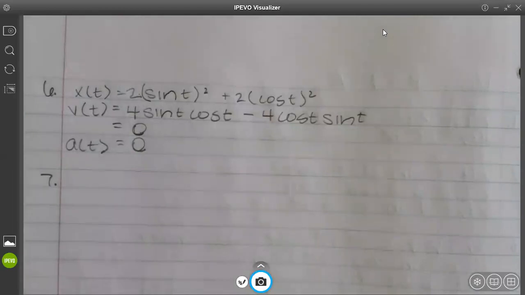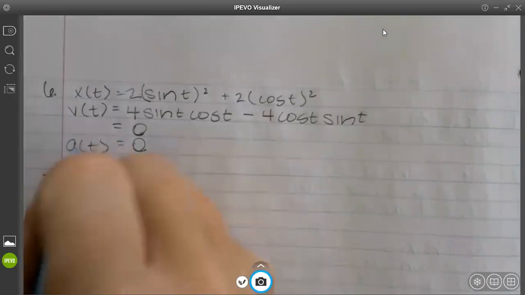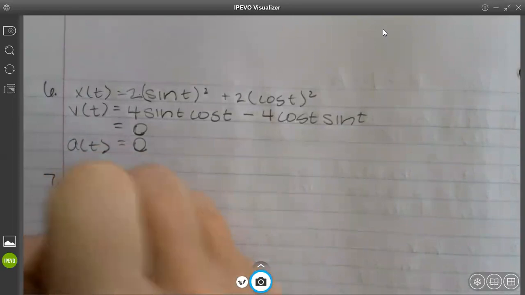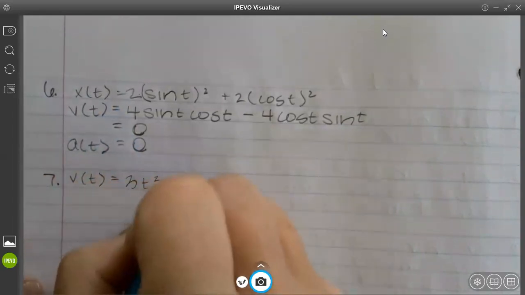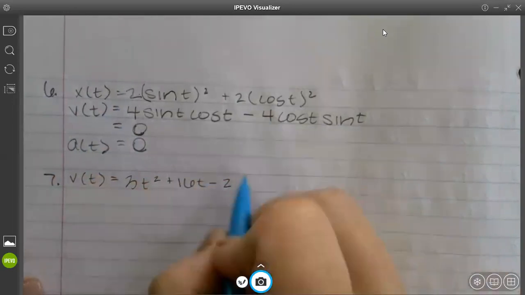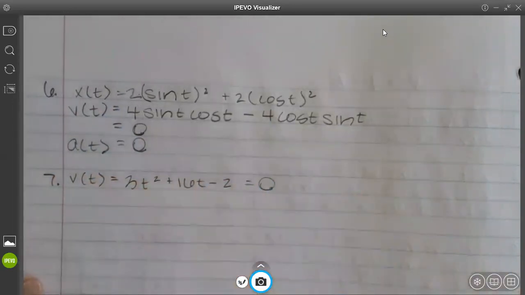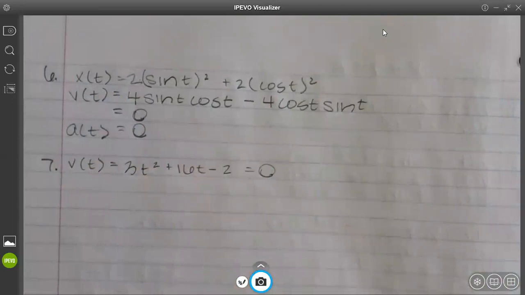Seven is just like the other one we did. We're trying to figure out if it's changing direction. How do we figure out if we're changing direction? The derivative of this one is? Set it equal to zero. Guess what? Can you factor it? So what do we got to use?